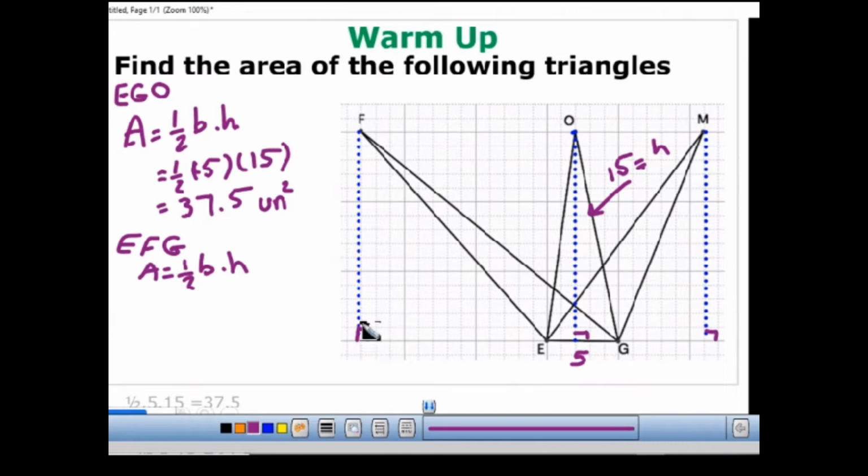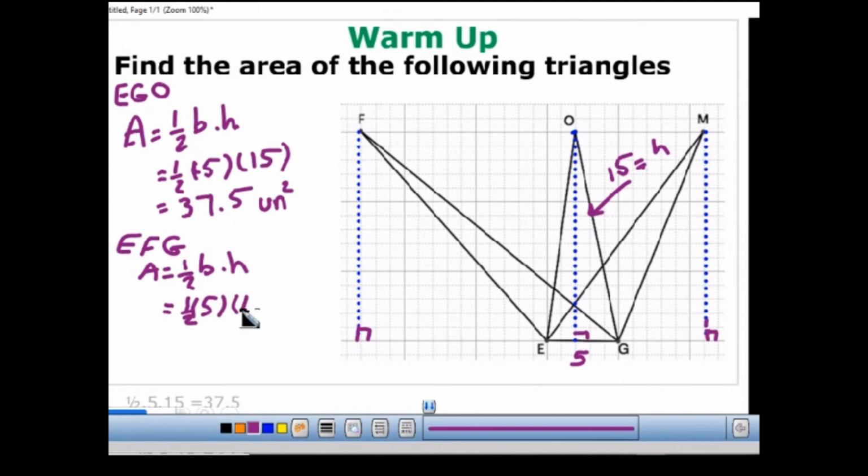But one is skinny, one is chubby. Well, that doesn't really matter mathematically. What matters is, do they have the same height? Do they have the same base? Then you will end up with the same area, regardless of what the shape is going to look like. So the base is 5 again, and the height is 15, and you should end up with 37.5 square units. Also, same thing with the last one, which is EMG.